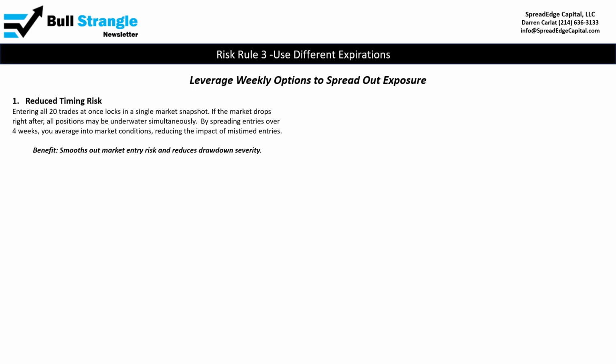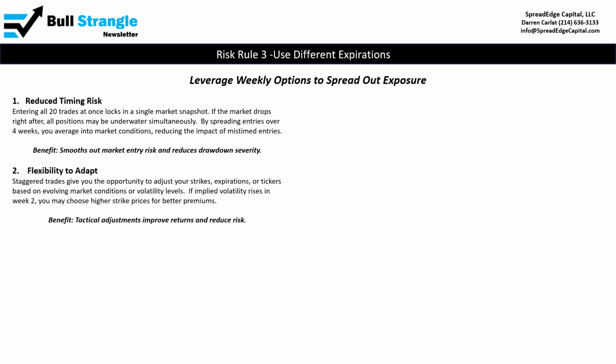The second rationale is flexibility to adapt. Staggering trades gives you the opportunity to adjust your strikes, expirations, or tickers based off evolving market conditions or volatility levels. If implied volatility rises in week 2, you may choose higher strike prices for better premiums. The benefit here is tactical adjustments improve returns and reduce risk.